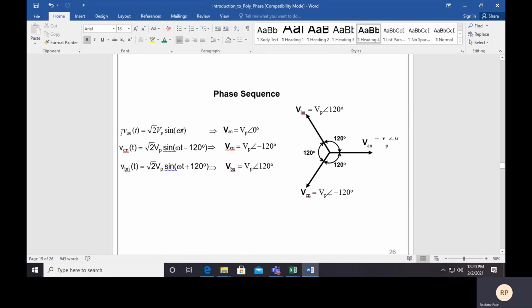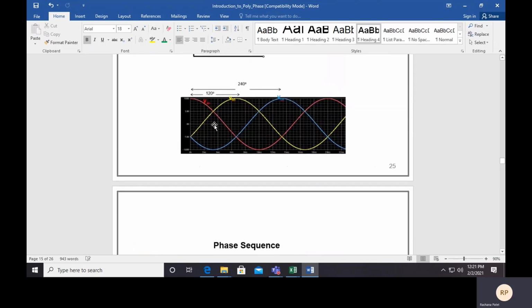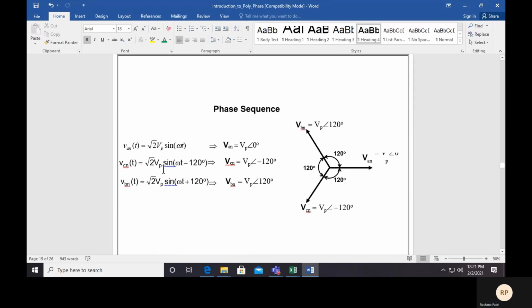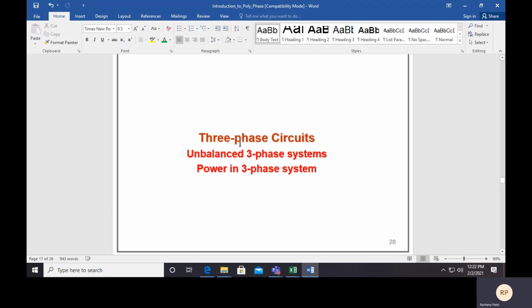This arrangement allows us to represent our three-phase induced EMF in terms of sine expressions. Root 2 into Vp means Vm sin omega t. This is for VAN. This one is sin omega t minus 120, and sin omega t plus 120. This is again in polar form, and this is the third representation in terms of phasors: VAN, VBN and VCN.